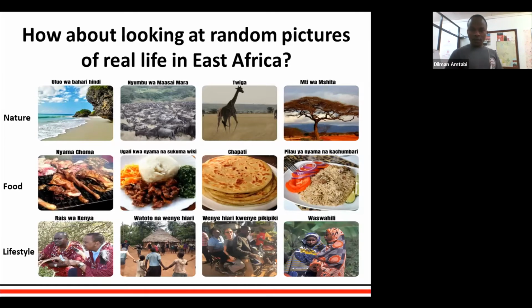Then next we have the twiga. Twiga is a giraffe. Then mti wa mshita. Mti wa mshita is the acacia tree. These are very common trees especially in the Savannah part of Africa. And East Africa lies within the Savannah region. So that's why we have most of these trees here.